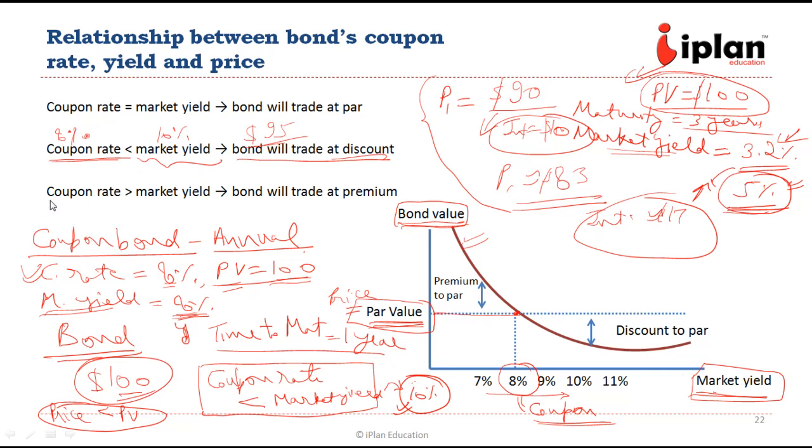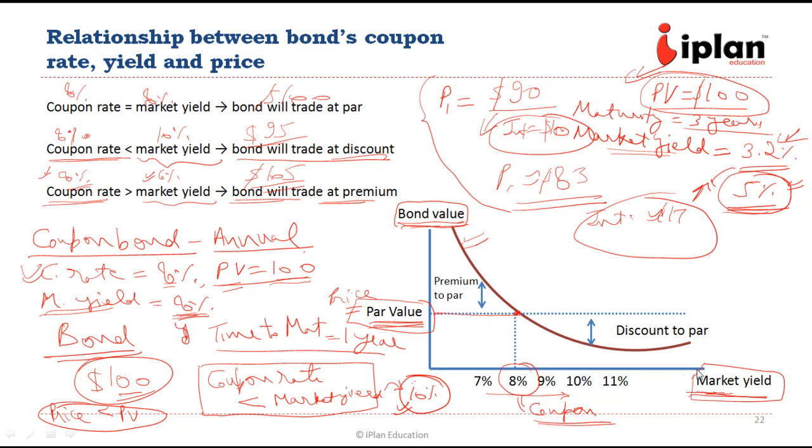If we take the opposite case, where our coupon rate was 8% and market yield falls to say 6%. In that case, the market is expecting 6% return and the bond is giving 8% return. So the bond will trade at a premium. The value of the bond will be more than the par value. So it will be say 105, which is more than 100. And if both of them are the same, 8%, 8%, the bond will trade at the par value, which is $100 in this case. So this example and this graph are capturing the relationship between the bond value and the market yield.